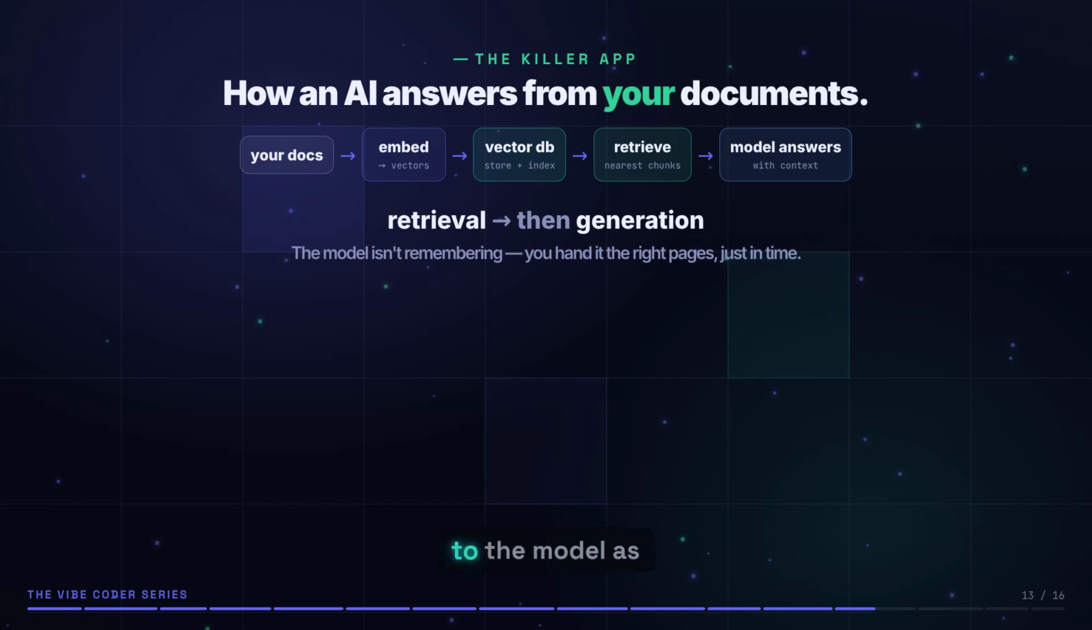Then hand those chunks to the model as extra context, and let it write the answer. The model isn't truly remembering anything. You are retrieving the right pages at the right moment and feeding them in just in time. That pattern, retrieval followed by generation, is how most modern AI assistants answer from private, up-to-date knowledge. Update a document, re-embed just that one, and the assistant instantly knows the new version, no retraining, no waiting. And the vector database is the retrieval engine humming underneath the whole thing.